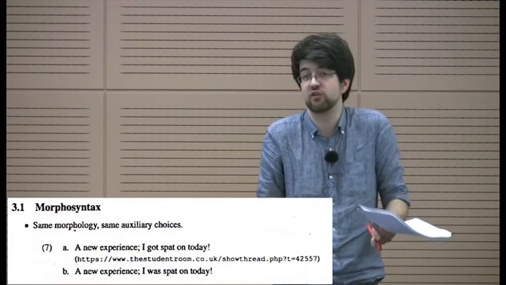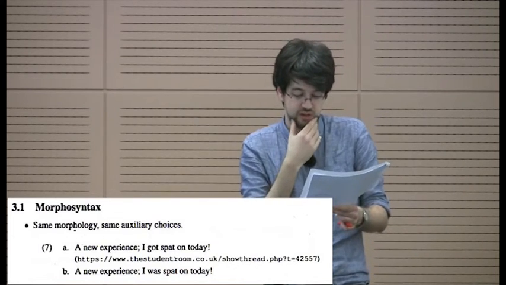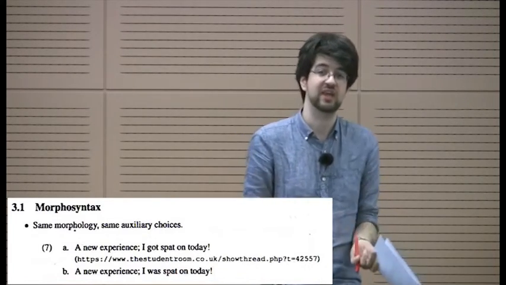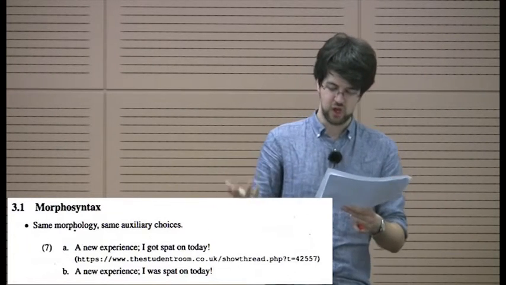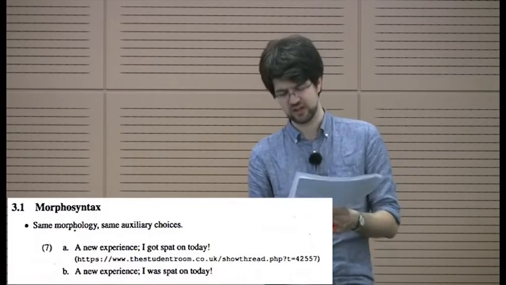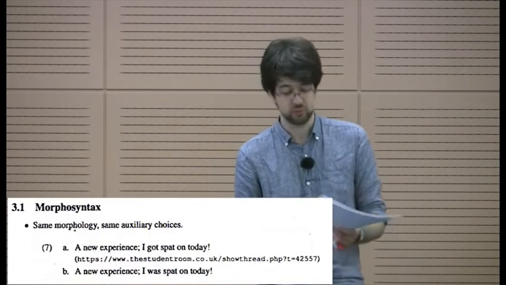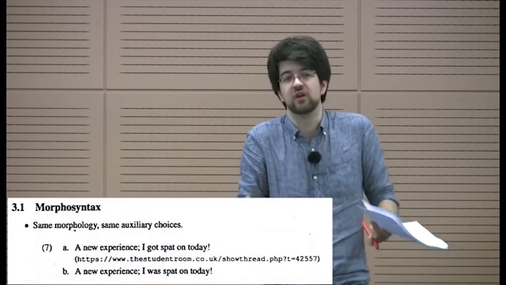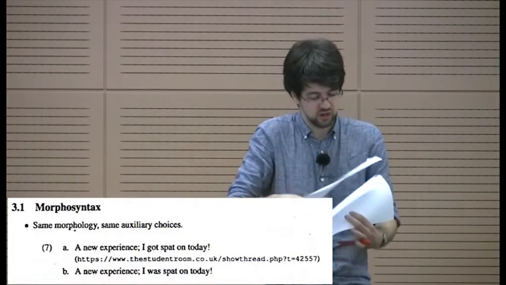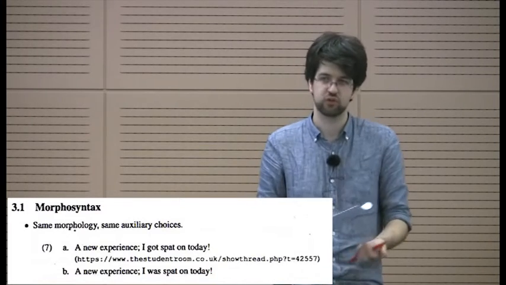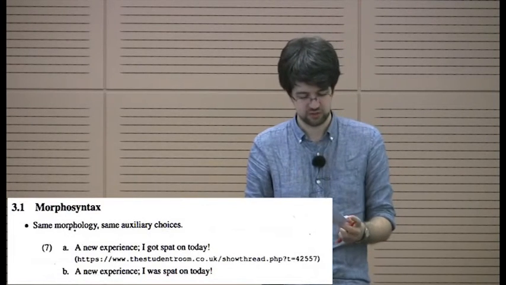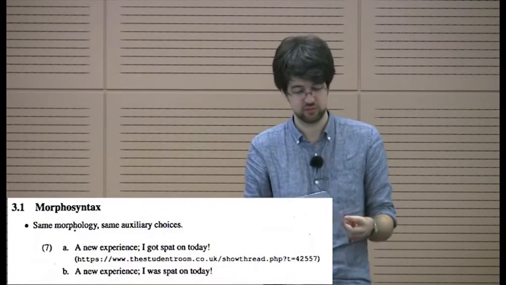Similarly, you have the same auxiliary choices. In English you can have be passives and you can have get passives. And you get this with the prepositional passive too, right? So, a new experience, I got spat on today. But this is okay with be as well. So this might seem trivial, but if they really were different animals, there's no reason why you couldn't have different morphological constraints, different syntactic selectional constraints with the prepositional passive. But you don't.